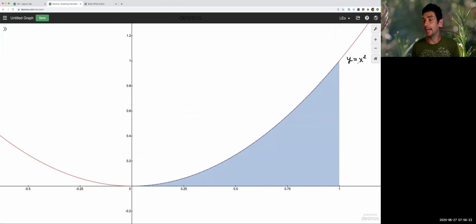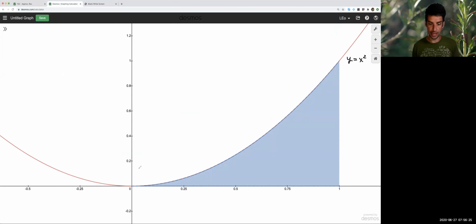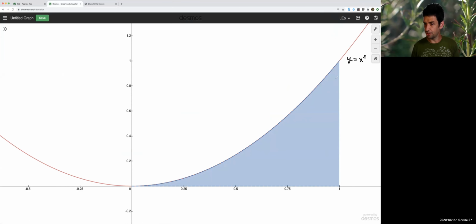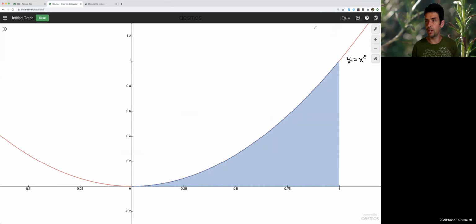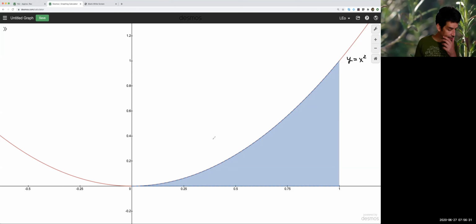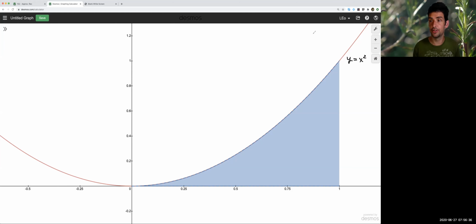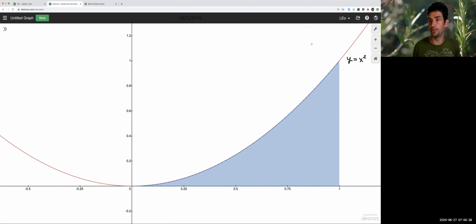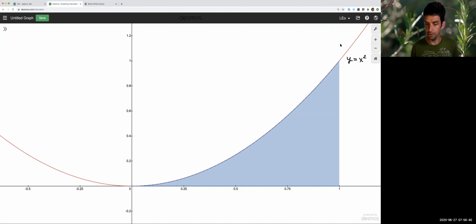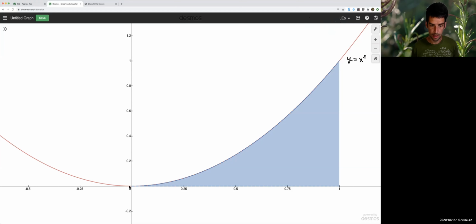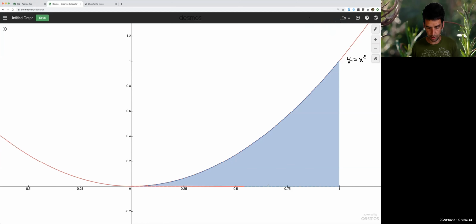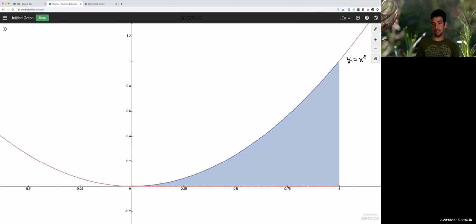Okay, and you know, we're zoomed in, it looks almost straight, but there's a bit of a curve to this, so it's not quite a triangle. So we're going to try this approximation using rectangles. So here's our process. Okay. So I'm going to look at this section from 0 to 1.